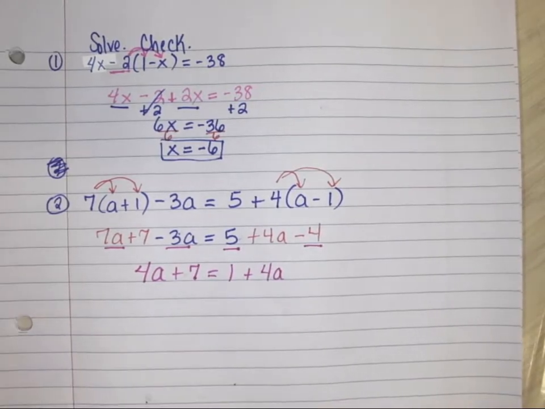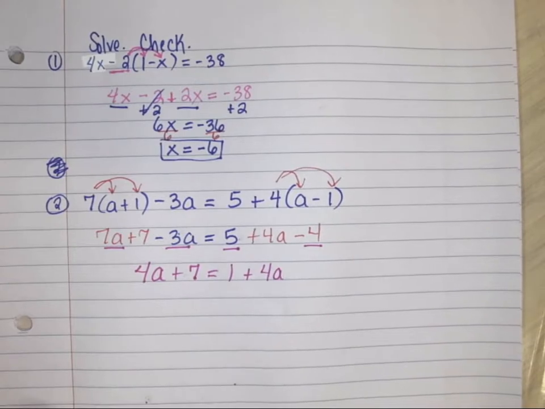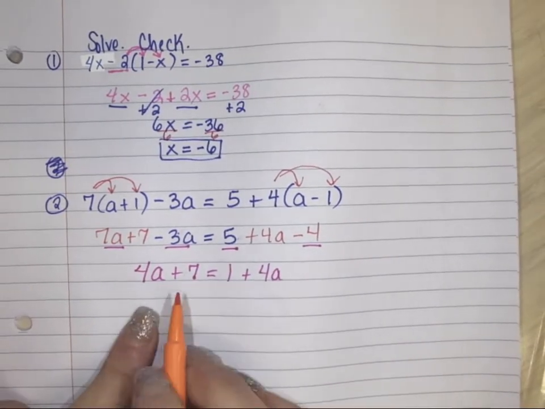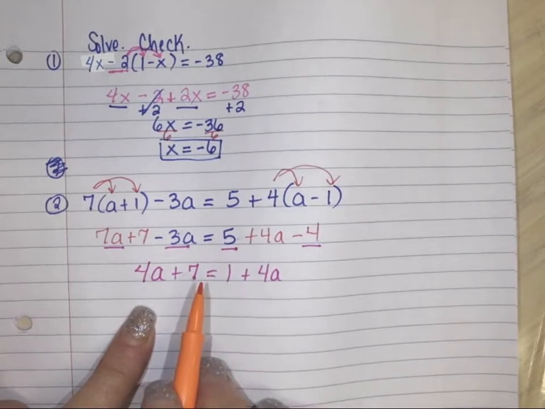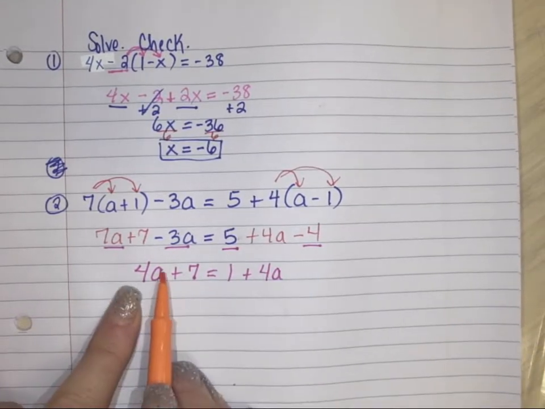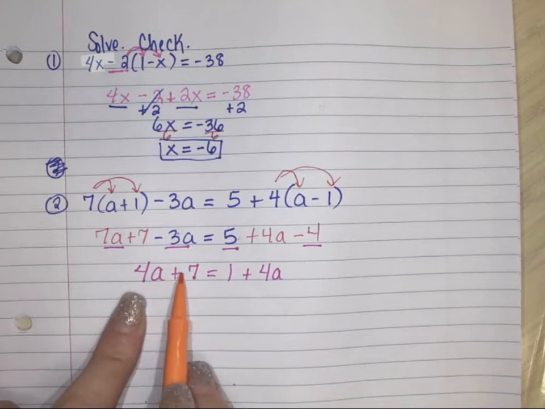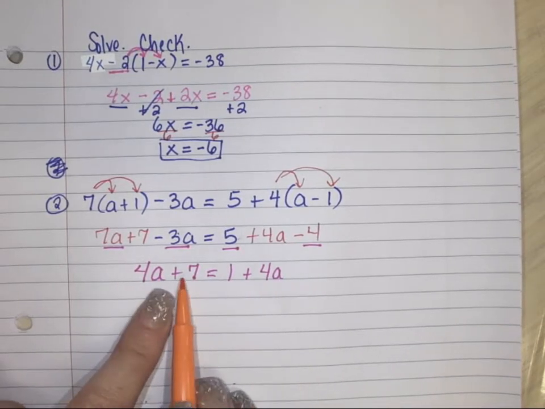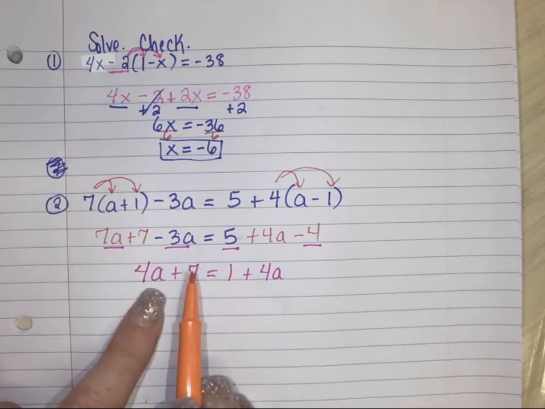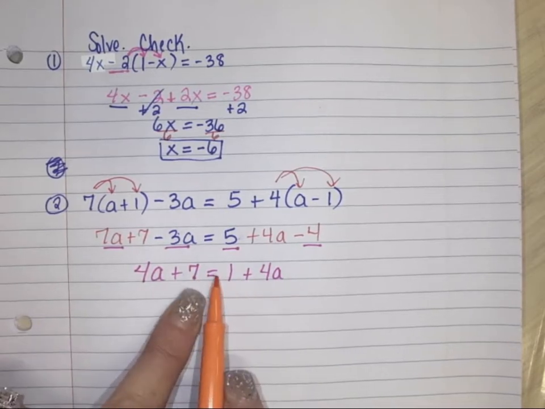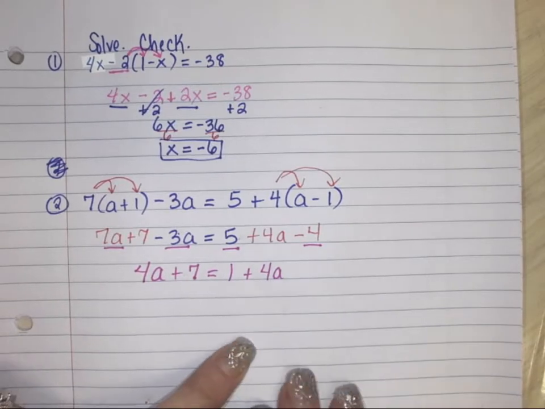Notice you have variables on both sides, so get those together. But if you'll already notice here, this is similar to the example I gave you previously, where we had the same variable value, 4a, but notice that these numbers are different. So there's no way that 4a plus 7 can be equal to 4a plus 1. So you know right there it's going to be no solution.